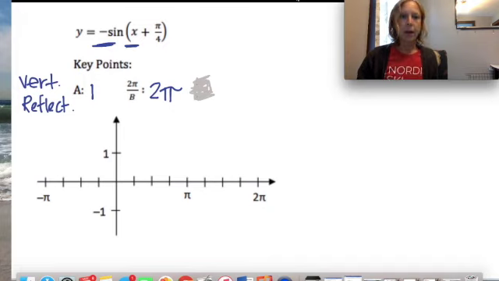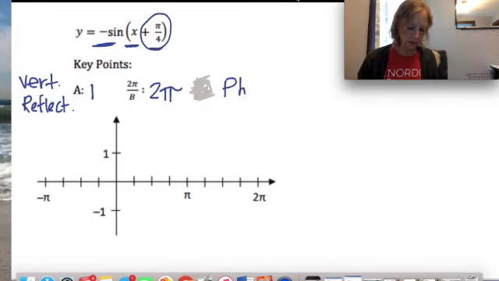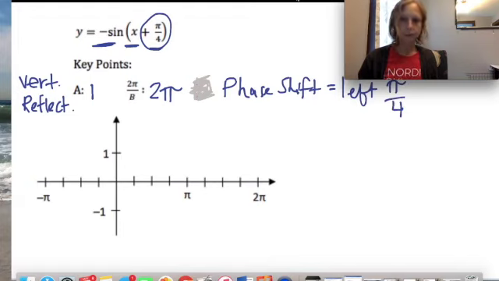The last thing I see is pi over 4 being added to x. When I see that in the parentheses, I know that I have a phase shift. And in this case, the phase shift says plus, so it'll be left pi over 4. Going left pi over 4.